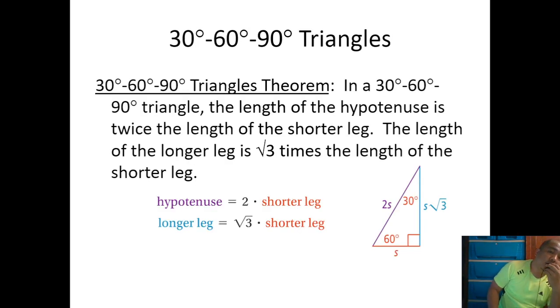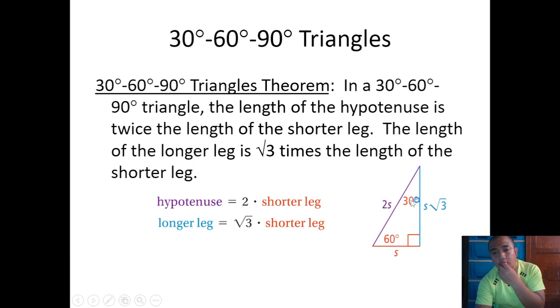Now, let's proceed to another kind of special right triangle. It's called the 30-60-90 degree triangle. The 30-60-90 degree triangle theorem states that in a 30-60-90 degree triangle, the length of the hypotenuse is twice the length of the shorter leg. Okay, we all know that.